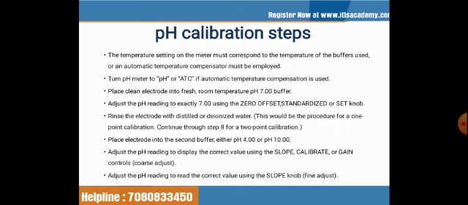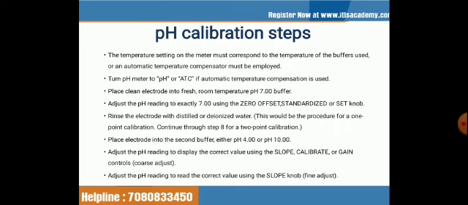In a digital pH meter, we have to adjust the slope. Adjust the pH reading to read the correct value using the slope knob. This is the fine adjustment. Once you are getting the reading of your pH around that value, after you have corrected your first dip to the reading of 7, then in the second calibration you have to set the knob to 4. If you are taking the 4 buffer, you have to set the knob to pH 4.